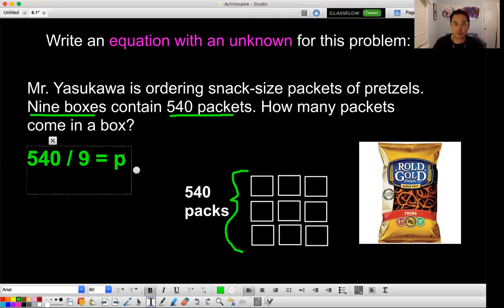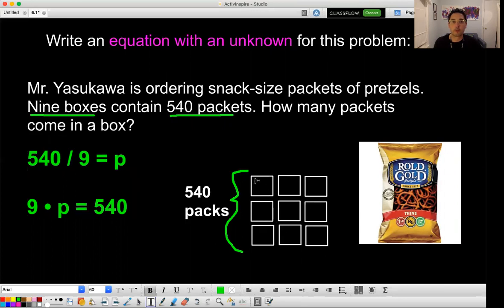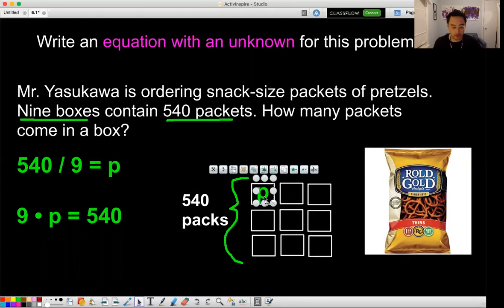Another way you could think about it is the opposite of division, which would be multiplication. So you could think of it like 9 times something is going to equal 540. We have 9 boxes, and in each one of these boxes is a certain number of packs of pretzels. So that, whatever that is, would give us 540. So we have packs of pretzels here, and that's going to be the same number in each of these boxes. Make a little more sense now?